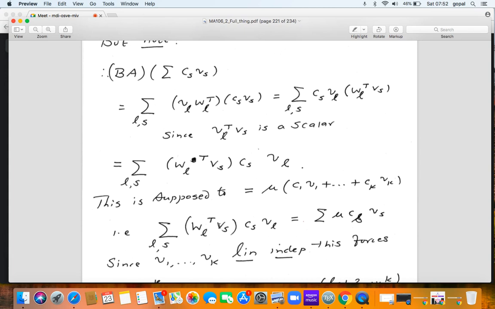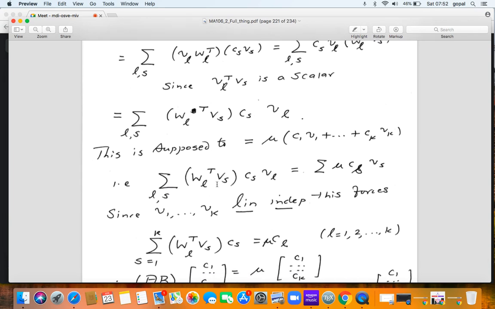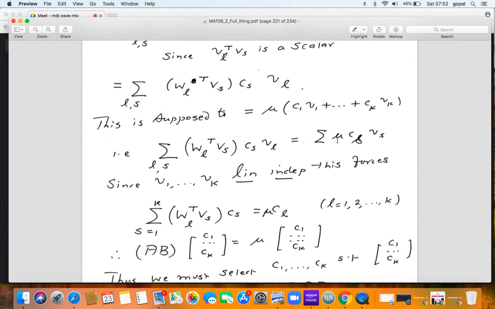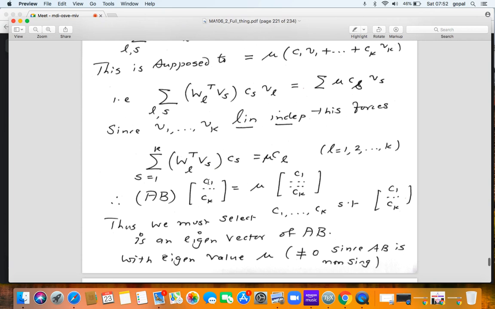Summation WL transpose VS CS VL equal to summation mu times CS VS. Remember, the vectors V1, V2, ..., Vk are linearly independent, and so I can equate the coefficients of VL on both sides, and this last equation implies summation S from 1 to K WL transpose VS CS is mu times CL. But this WL transpose VS is precisely the LS entry of the product AB. So this last equation reads AB applied to C1, C2, ..., Ck equal to mu applied to C1, C2, ..., Ck. Well, this precisely means mu is an eigenvalue and the corresponding vector C1, C2, ..., Ck is an eigenvector.